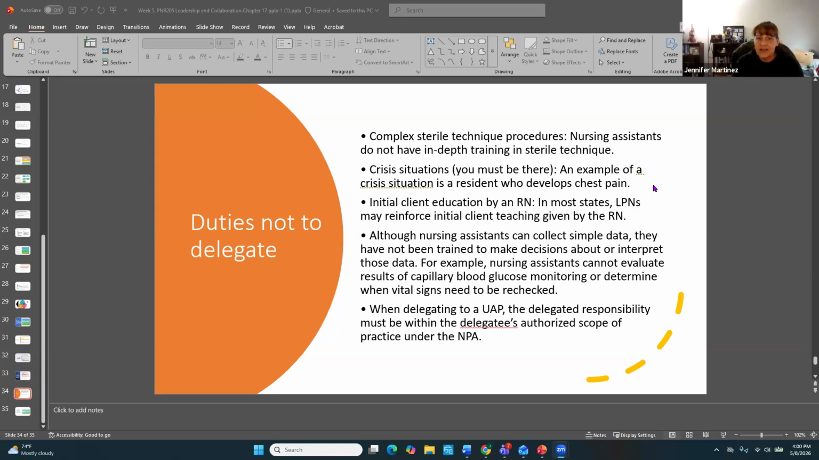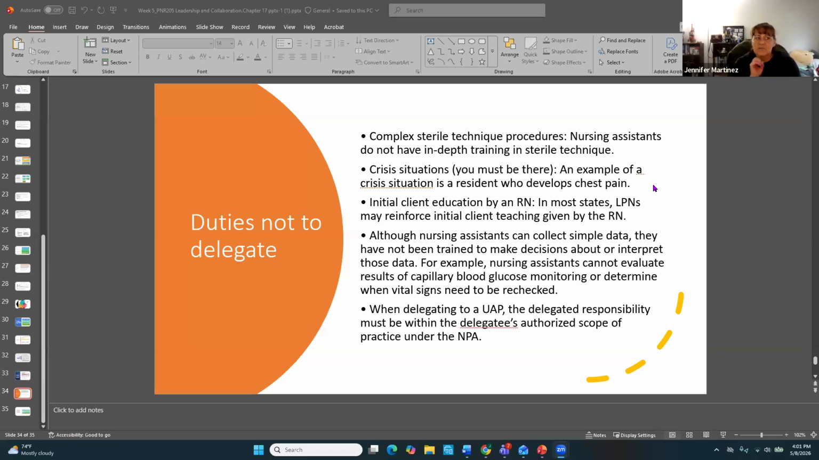Also, we know that initial client education cannot be delegated. The RN is responsible for initial client education. All right. Most states, LPNs can reinforce initial teaching. Again, cannot provide initial teaching. Although nursing assistants can collect simple data, they have not been trained to make decisions about or interpret the data. Okay, so they don't know if they need to go back and recheck that blood pressure or recheck that glucose level or what to do if the glucose level is high or low. Okay, they are only going to collect the data and bring it back to you.